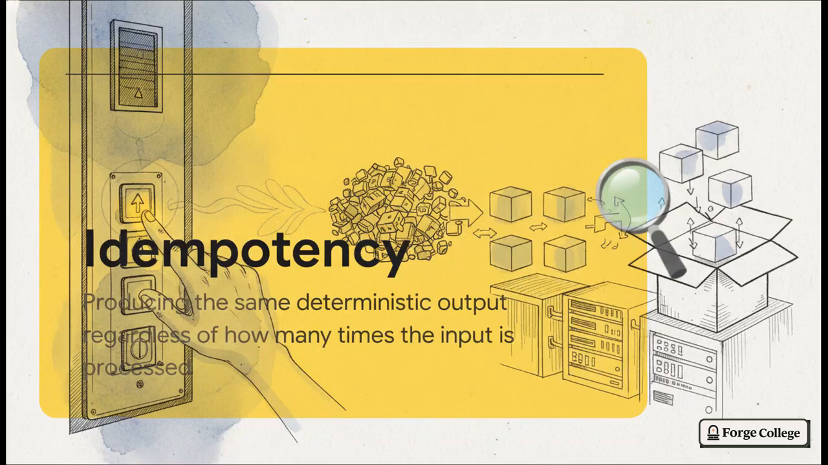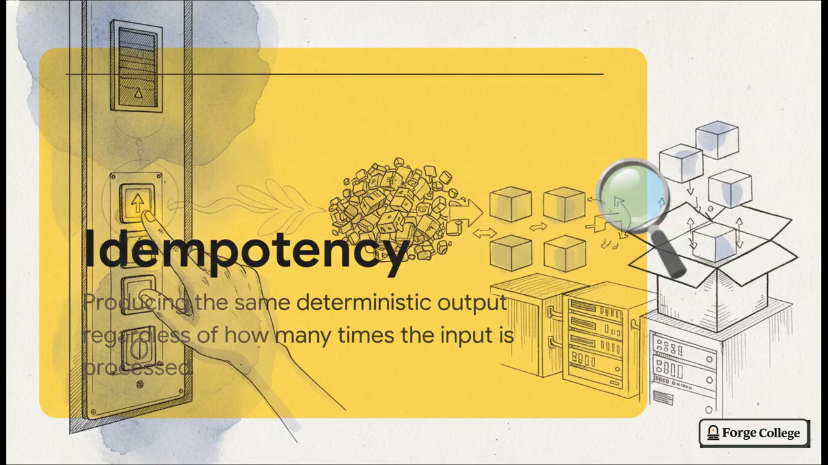Okay, this is where we stop dealing in abstract concepts and lock in our exact byte structure. But before we pack the box, let's really define idempotency. Basically, it means producing the same deterministic output regardless of how many times you process the exact same input.